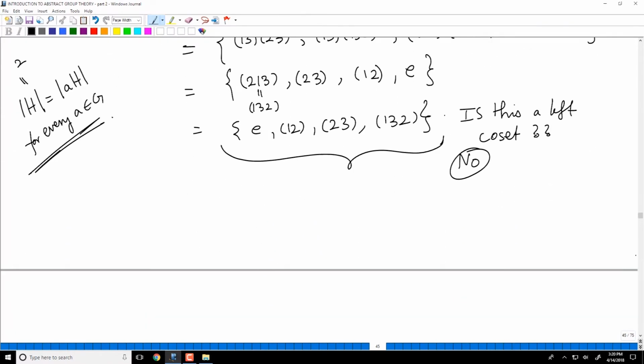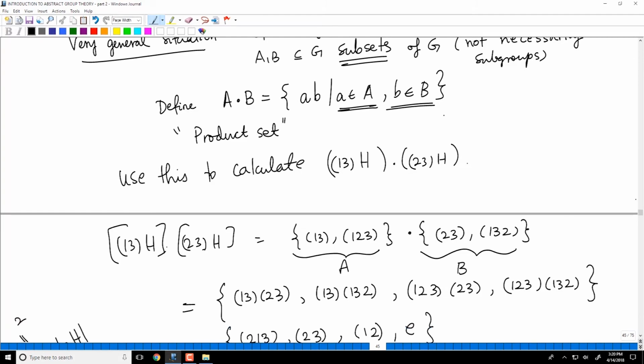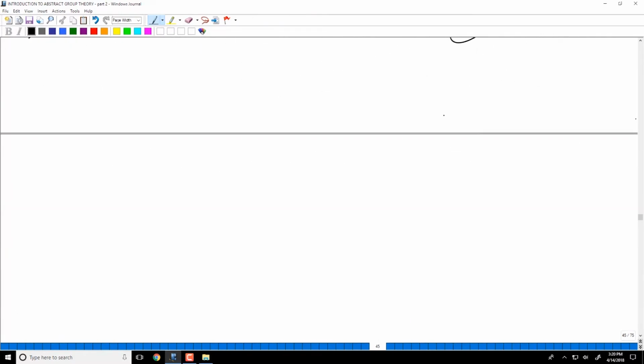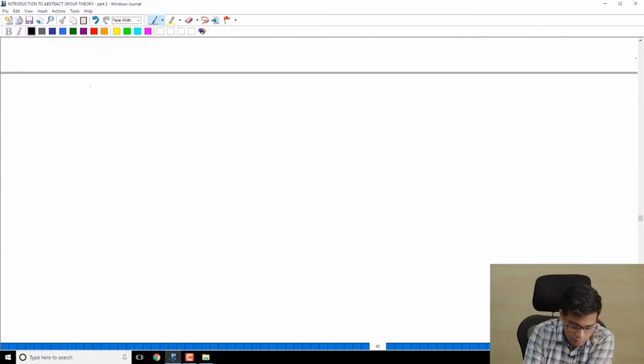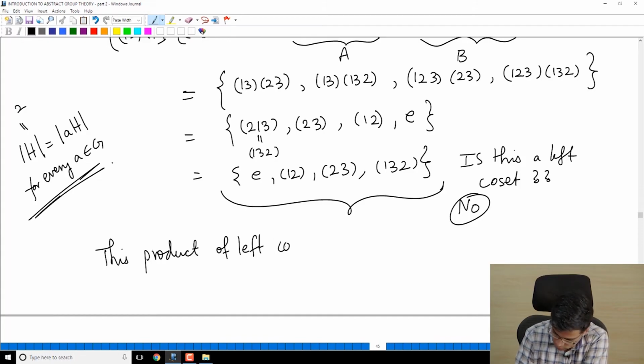However, I want to now illustrate that it's actually not such a bad definition of product of left cosets. We only need to ask for a slightly stronger condition on a subgroup. We need to impose conditions on the subgroup. So the conclusion is this product of left cosets is not a valid binary operation.